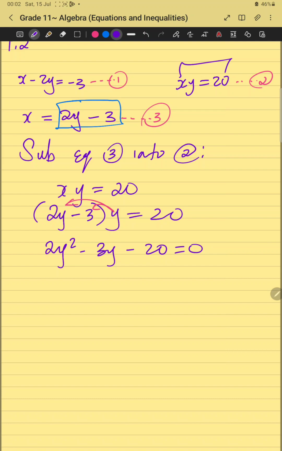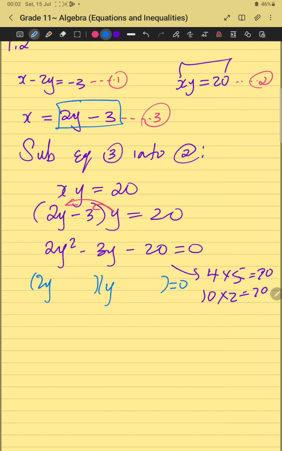And then from here we can try to find the factors of 20. 20, of course, is 4 times 5 and it is 10 times 2. So these are the factors of 20. But there is also that 2 there, so let's just give it a try. I'm going to put brackets like this, equal to 0, and put 2y and y here, because 2y times y is going to be 2y squared.